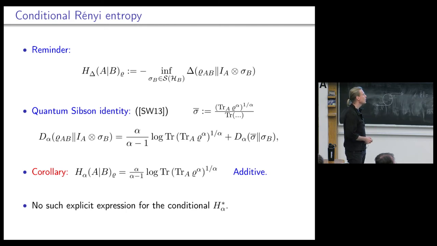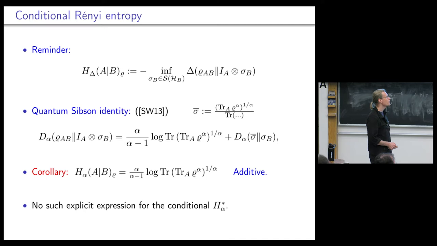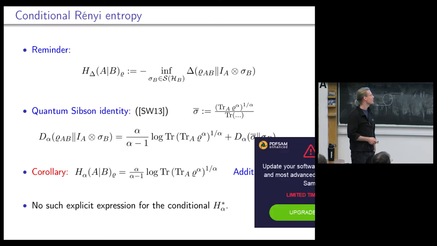Unfortunately, or not, we don't have such an explicit expression for the sandwiched conditional Rényi divergences. So if we want to establish additivity, which we want from any information measure, then we have to follow some different way. Who remembers what way we followed to establish additivity?